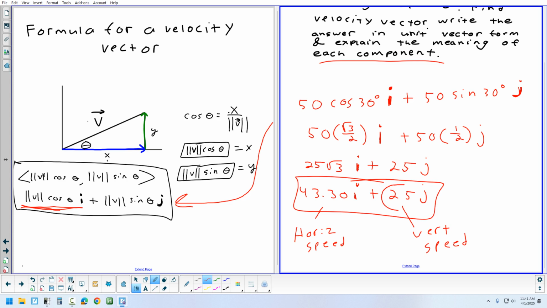This number is constantly changing because the second that it leaves whatever projected it, the vertical speed is going to slow down. So it's going to go up, it's going to go up, and go up, and eventually the vertical speed is 0. Then it comes back down.